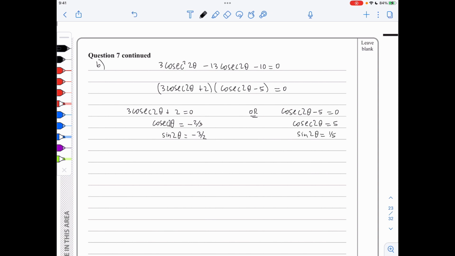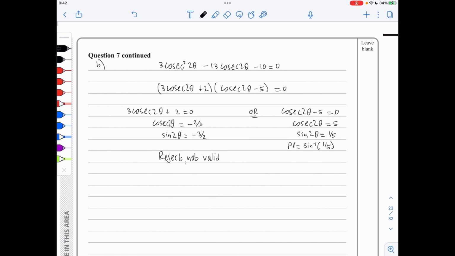Now we notice that sin 2θ can never be −3/2. It's rejected, it's not valid, because we know that sine takes values between −1 and 1. So this is rejected. For sin 2θ = 1/5, we start by finding the principal value, which is shift sine of 1/5.